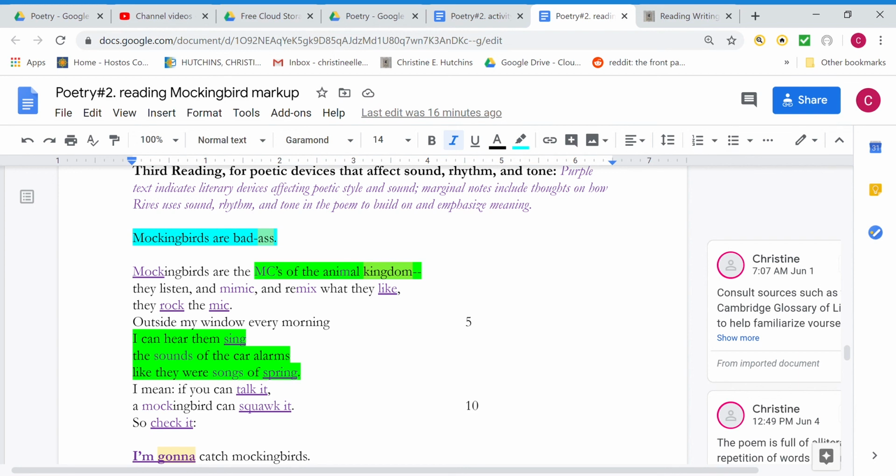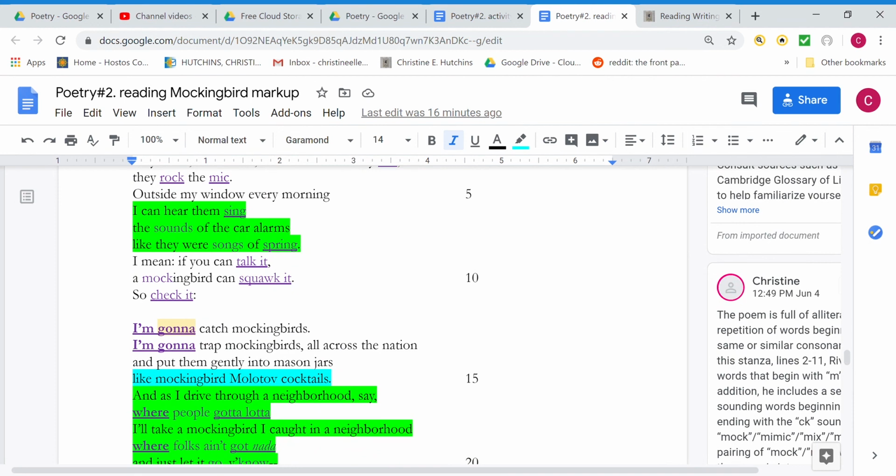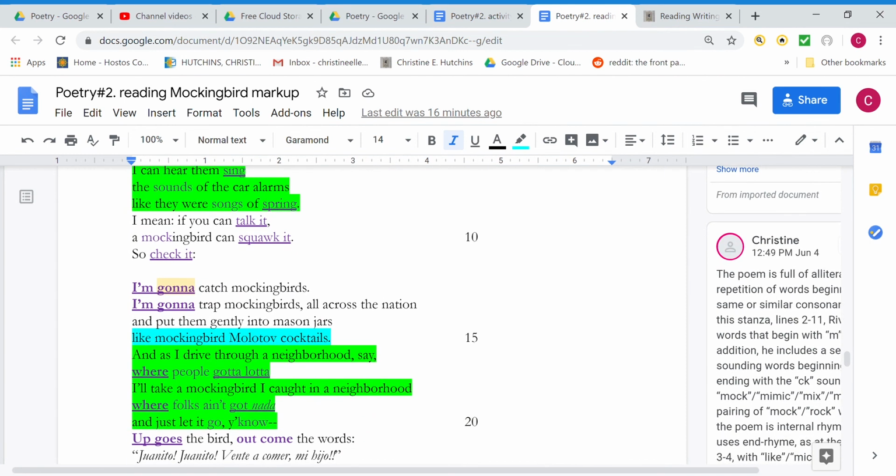Talk it, squawk it, check it also gives a sort of slang feel to it as well as rhythm. And the tone, actually the tone here is kind of slangy, but also it's humorous. It's got a bounciness to it, which is even more emphasized by including songs in here, like Hush Little Baby, Don't You Cry.